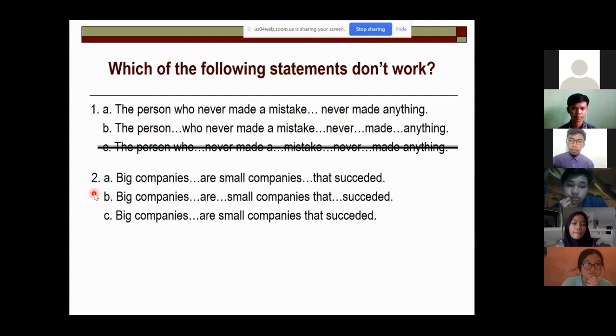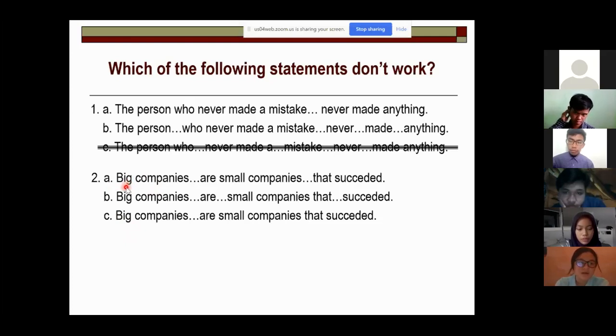What about the second? Which of the following statements don't work or are incorrect? Only one is incorrect. Anybody want to try again? Maybe from the ladies. I think the statement that doesn't work is choice B, ma'am. Okay. Would you please read A and C?